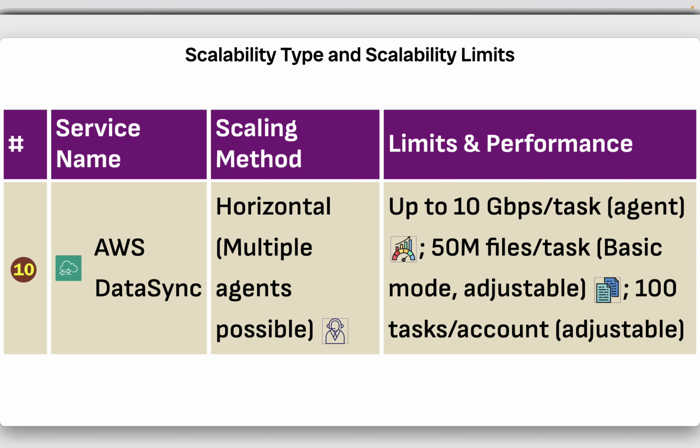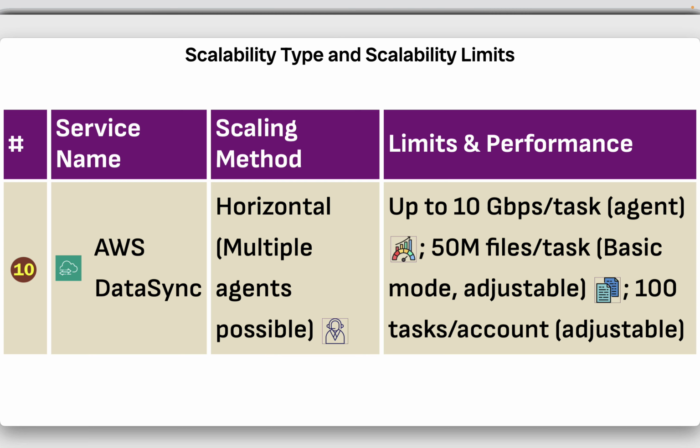Next, AWS DataSync. Scaling is horizontal, and because there is an agent which we have to install, you can have multiple agents to improve the scaling. So it will scale horizontally if you install more agents. And limits: it can offer up to 10 Gbps for every task, which depends on the agent. For every task, you can have up to 50 million files per task in the basic mode, and this can be adjusted.